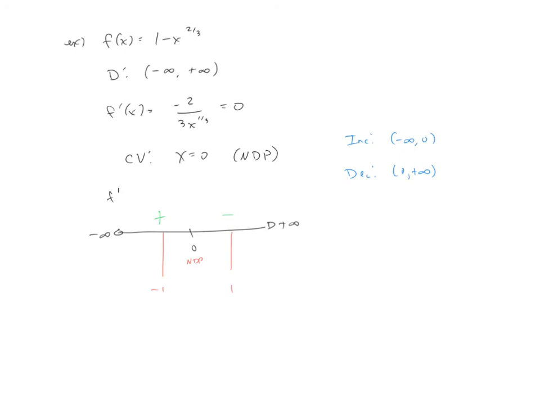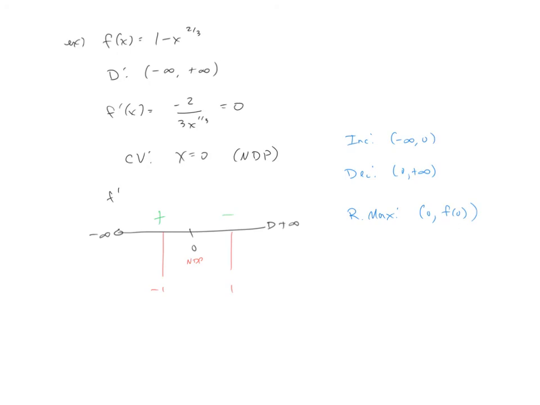So yes, we do have a relative maximum at 0, f of 0. Since we changed from increasing to decreasing at 0, we would have that maximum value at 0, and then to find the y coordinate, we go back into the original function f of 0.